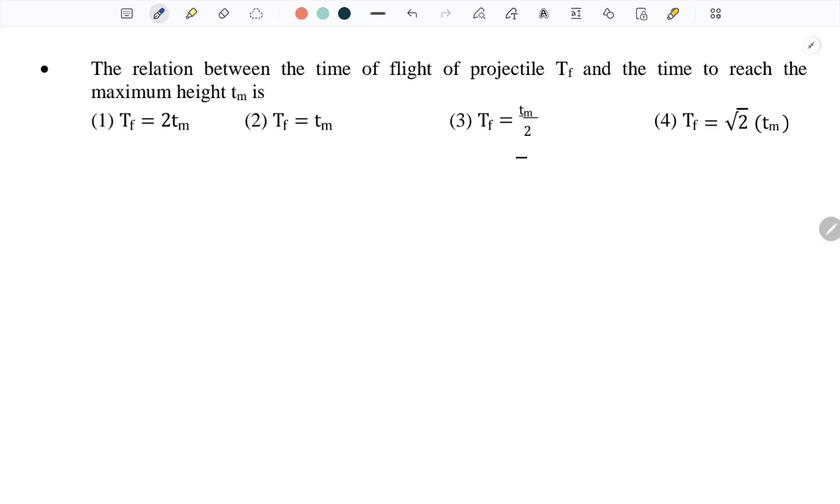Alright, let's move to this question. Let us discuss this one. What does it say? The relation between time of flight of projectile Tf and the time to reach maximum height Tm, that is, time of ascent.